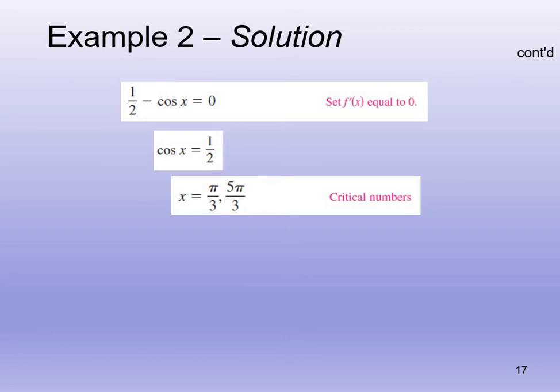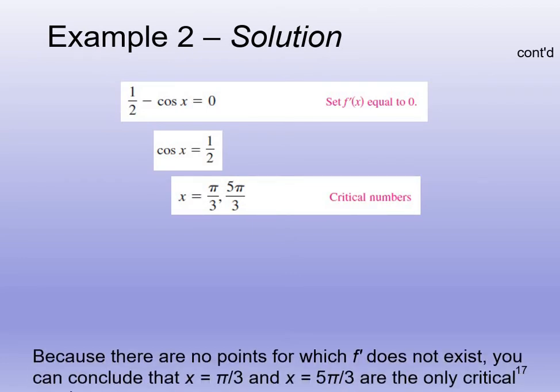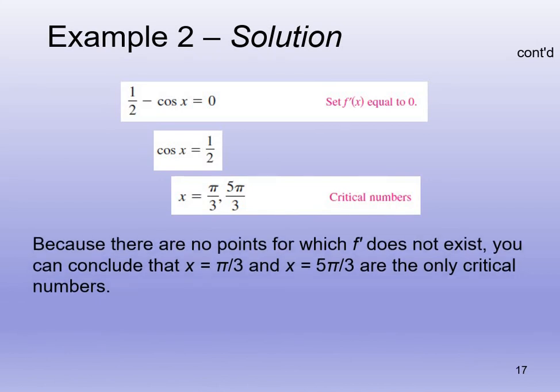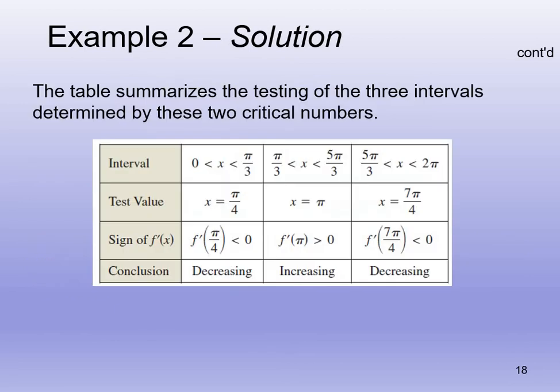So now we set up our table, and we're going to pick our intervals and our test points, and then we're going to be able to conclude everything we need to know about the original function. Okay, so the critical values, pi over 3, 5 pi over 3. Our first interval is going to be 0 to pi over 3. Our second interval will be pi over 3 to 5 pi over 3. And our last interval will be 5 pi over 3 to 2 pi. Since we have two critical values, we have to have three different intervals.